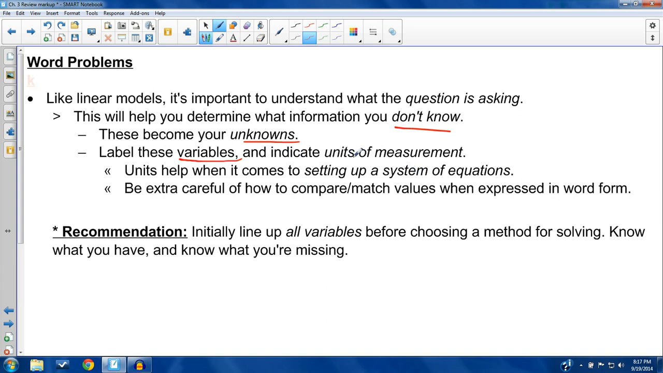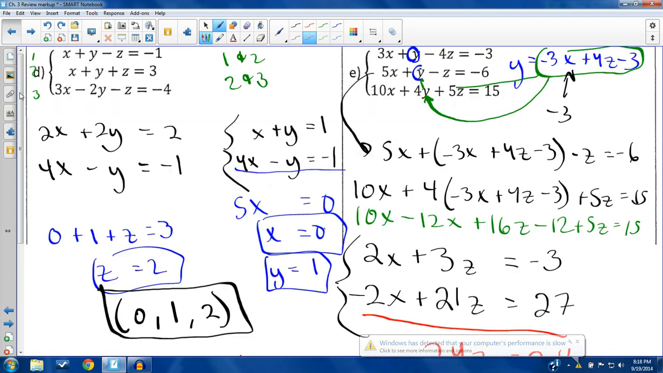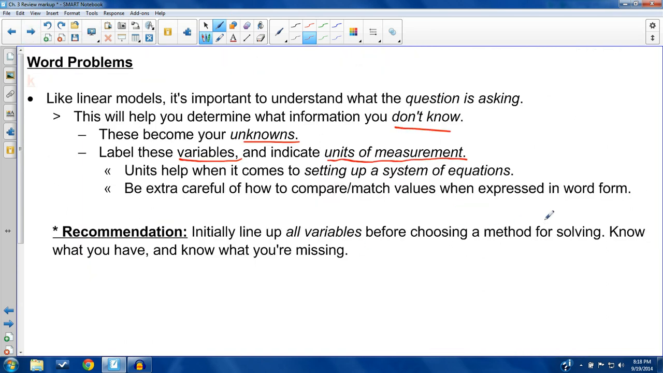Make sure that when you label variables, indicate units of measurement. I talked about that more in Chapter 2, so I'm going to avoid talking about that as much. I actually want to solve these problems for you, save you time. We'll talk about matching values with expressions. My recommendation, when you start writing these out, you want to write them out based on what the words say, what the sentence says. But after that, line them up. Remember, line up your x's, your y's, and your z's. If you don't have them lined up, you're going to have some issues there. It's good to know what you have and to know what you're missing. I'll explain why when we do some of these equations.